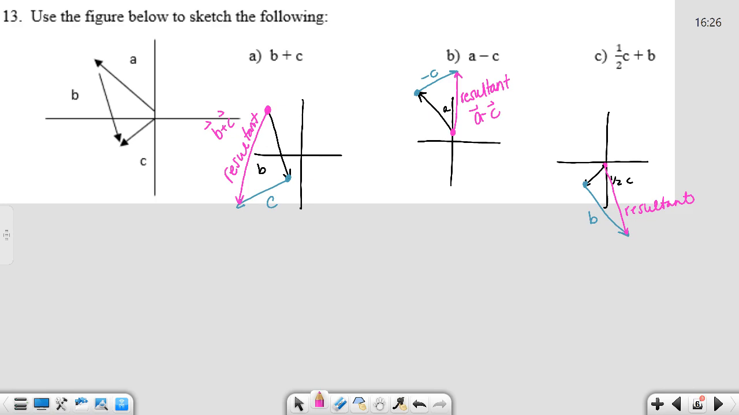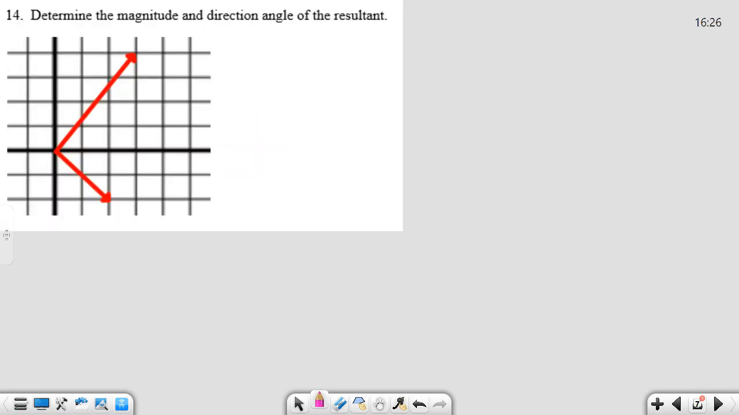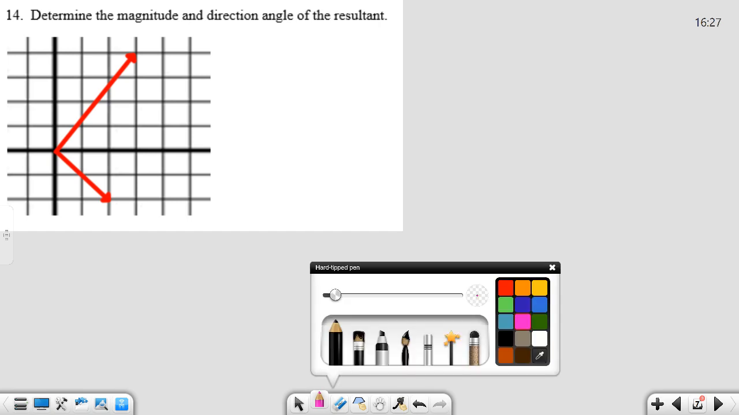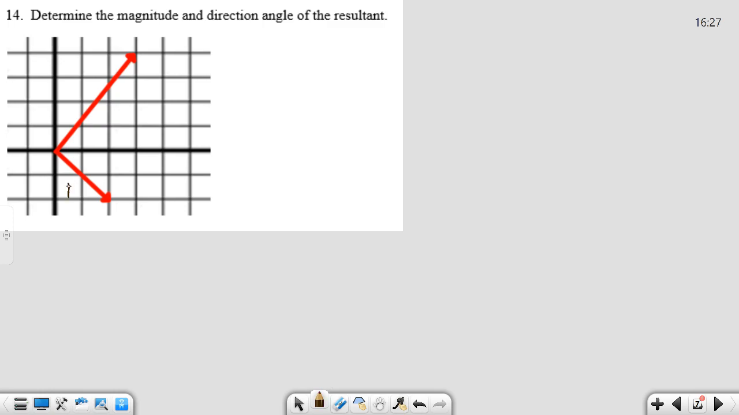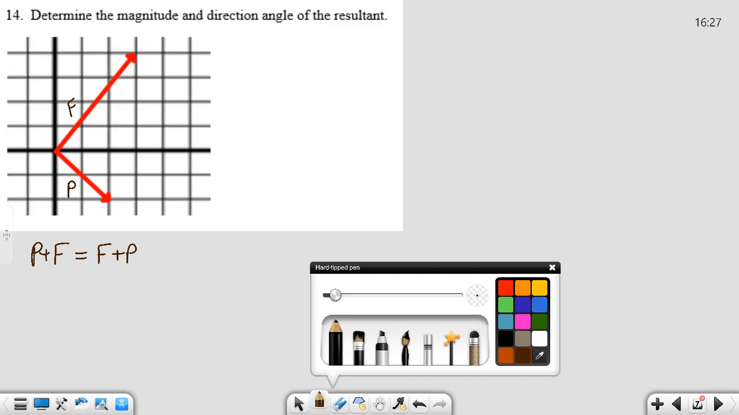The last few, we have our, oh no, I'm sorry. We have one more before we get to the big, huge slew of problems. Determine the magnitude and direction angle of the resultant. This one is not labeled, so you can call these vectors whatever you want. How about P and F? Why not? Now remember, addition of vectors does not depend on the order. Whether I add F to P or P to F, I will get the exact same thing, and I will prove it to you graphically.